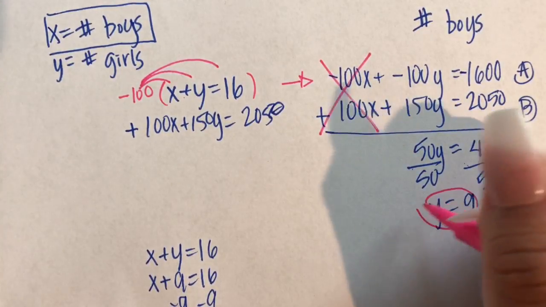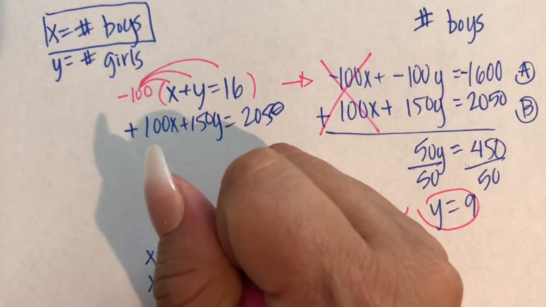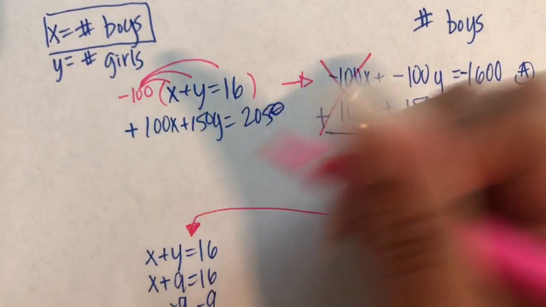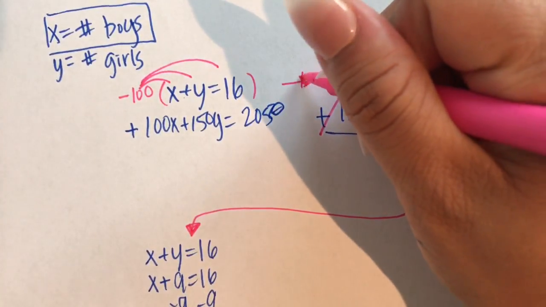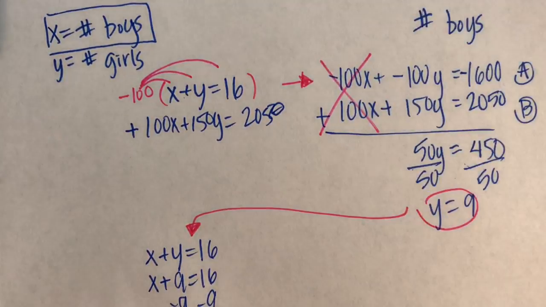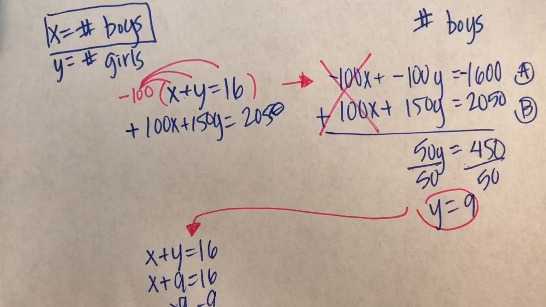This y went right here. Okay, that's where it went. And so the total number of boys that went to see Taylor Swift is 7. And this is my solution.